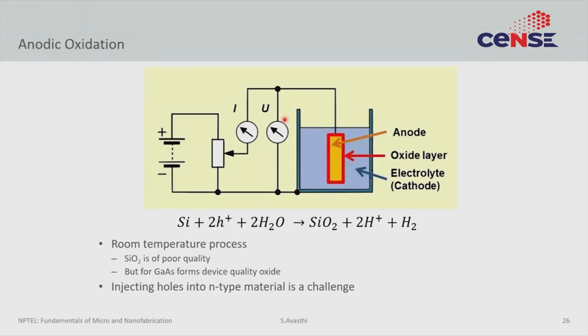Finally, you can also do anodic oxidation. This is very popular for a lot of metals. However, in silicon, the oxide that you grow with anodic oxidation, which is an electrochemical way of growing the oxide, is not very good. So it's rarely used in microfabrication. However, if you want a very thick layer, you may consider it. Also for gallium arsenide, you tend to form slightly better quality oxide than silicon. So for gallium arsenide, you might consider this.